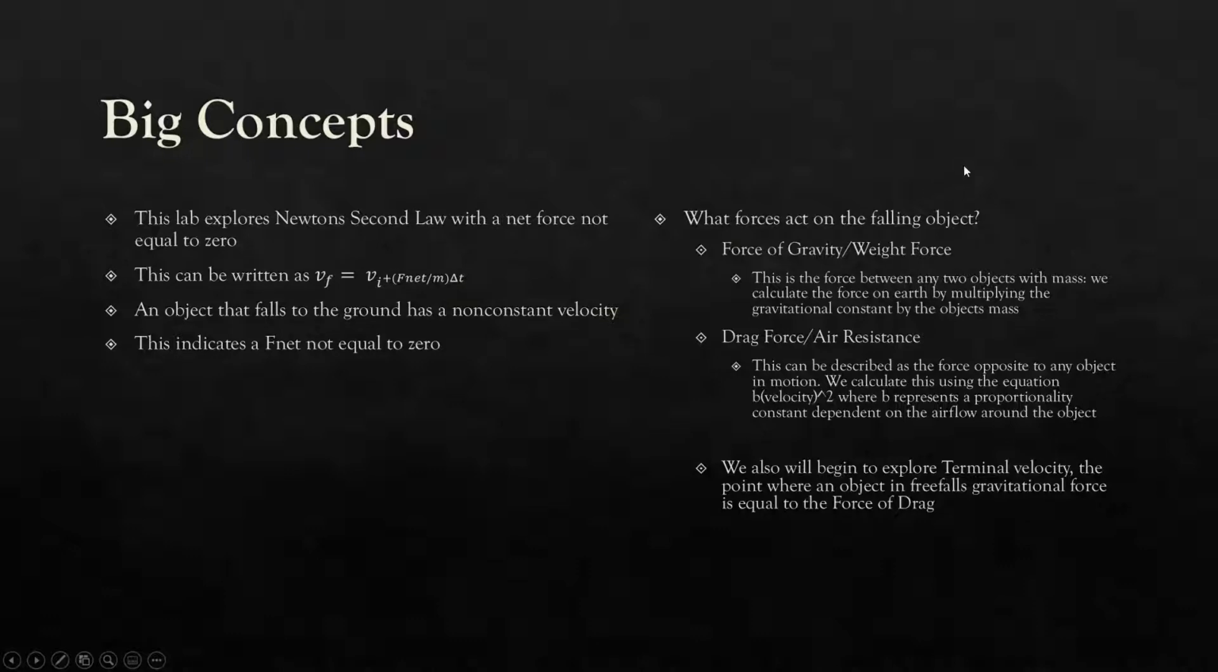This is described as the force opposite to any object in motion. We calculate this using the equation b times velocity squared, where b is representative of a proportionality constant dependent on the airflow around the object. It also begins to explore terminal velocity, which is the point where an object in free fall's gravitational force is equal to the force of drag.